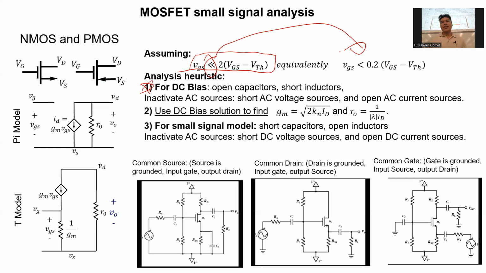If you see a condition like this anywhere, then you know, okay, they're just trying to say use the small signal model. Or they ask you to verify whether this satisfies the small signal model condition, this is the condition you would use.